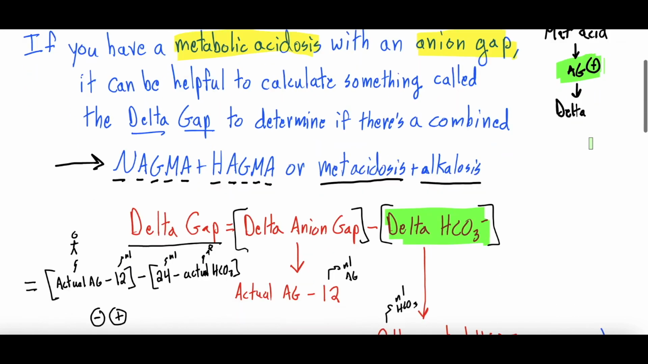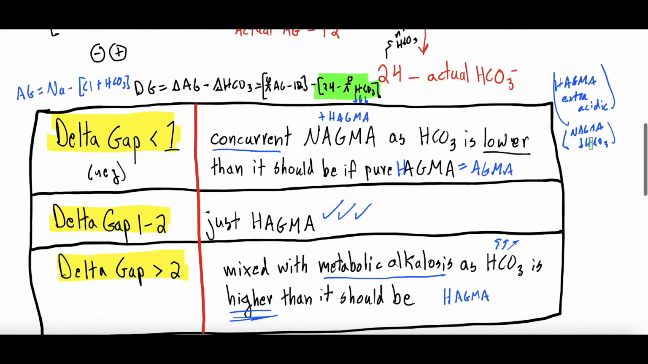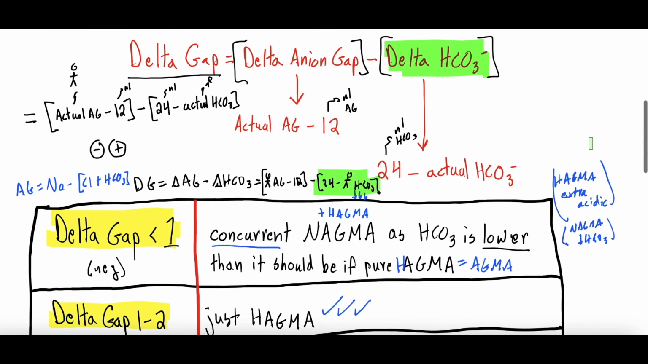Otherwise, you do not do it. So if you have a high anion gap metabolic acidosis, you do the delta-delta, and either the bicarbonate value is appropriate, which will give you a delta gap of 1 to 2, and it's just that high anion gap metabolic acidosis, or the bicarbonate is inappropriate.